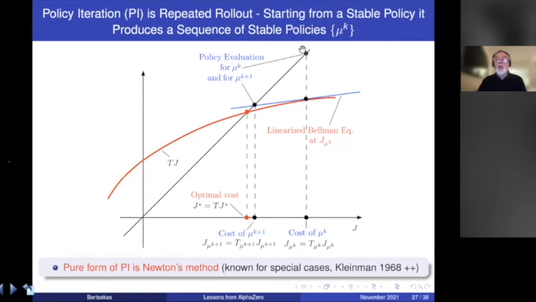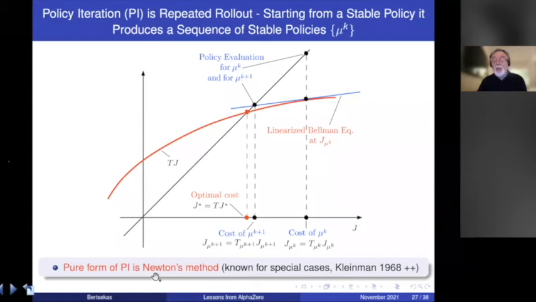So start with mu k, generate mu k plus 1, then generate mu k plus 2, and so on, and converge very fast. The pure form of policy iteration is exactly Newton's method and does not rely on differentiability at all.